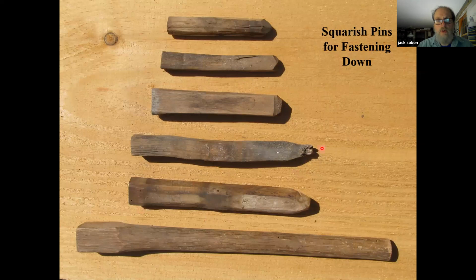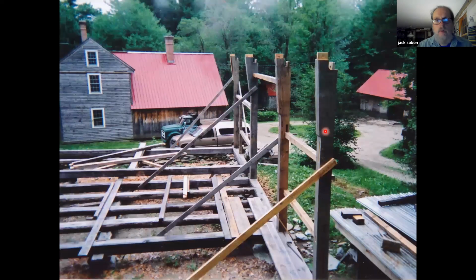These are squarish pins that were used for holding flooring down. The bottom one is the only one that's octagonal. The other ones are all square with a slightly flared head. You can see it here, and a blunt point. So these are designed to hold rafters down to the plate, or to hold planking down to the floor, or hold scarf joints together. Anytime you want to make it function like a lag screw, more so than like an offset hole in the mortise and tenon work.